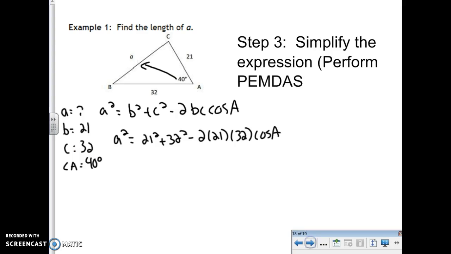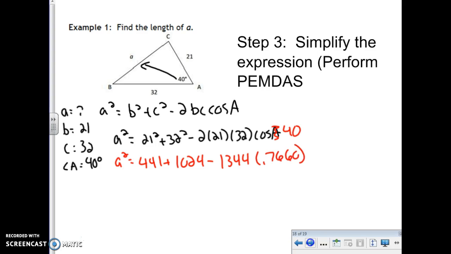All right, the next thing that I'm going to do is simplify the expression and perform the order of operations. So in this case, A squared equals, now I'm going to do 21 squared, which is 441. Now I'm going to do 32 squared, which is 1024. I'm going to take 2 times 21 times 32, and I get 1,344 cosine of 40. So the cosine of 40 is 0.7660.